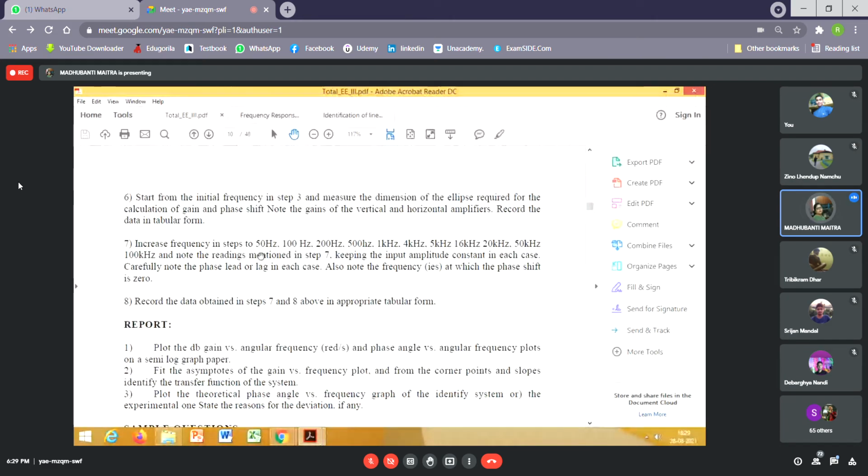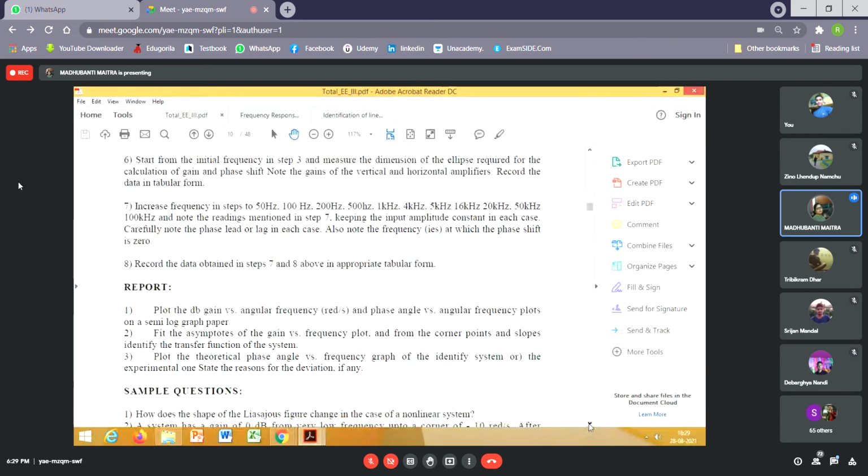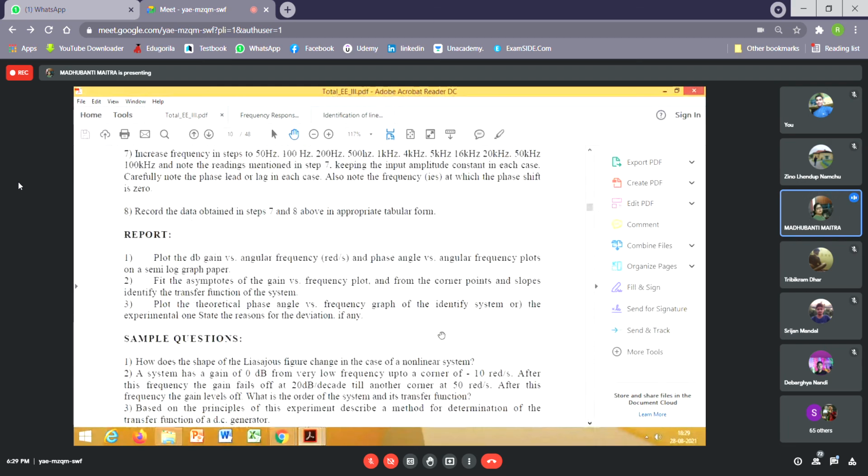And here you can see we will vary the frequency of the input sinusoid from 50 hertz to 100 kilohertz. And the steps are 50 hertz, 100 hertz, 200 hertz, 500 hertz, and so on. The frequencies are given. This is quite obvious, but please correct it: the angular frequency is in radian per second. This one is radian per second.